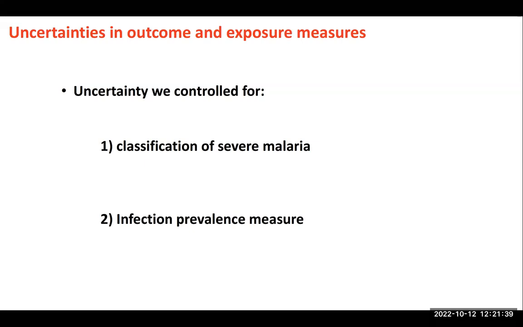And then the second source of uncertainty would be on the measurement of infection prevalence. And this is because, for example, the community surveys and the school-based surveys I've just described were conducted in different age groups and using different sample sizes. And so in the next few slides, I'll describe how we controlled for these uncertainties.